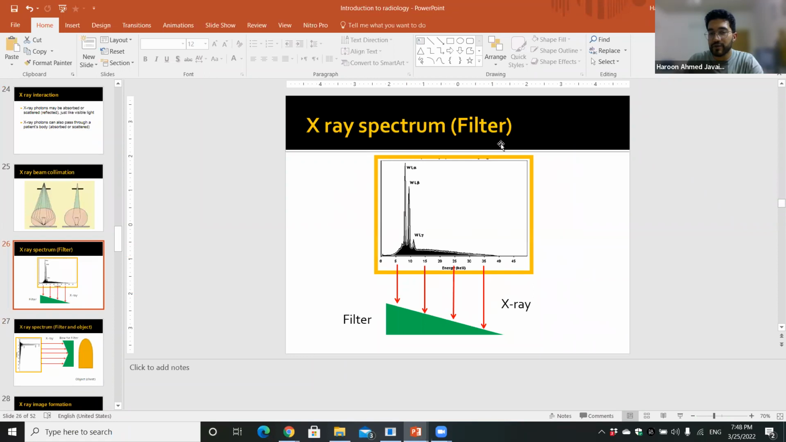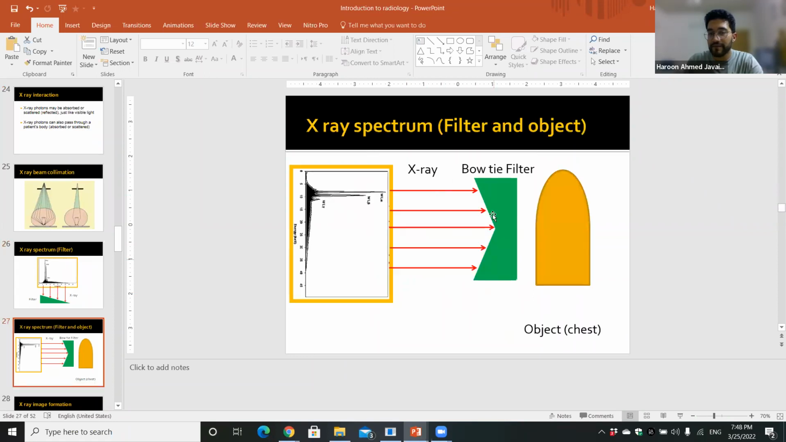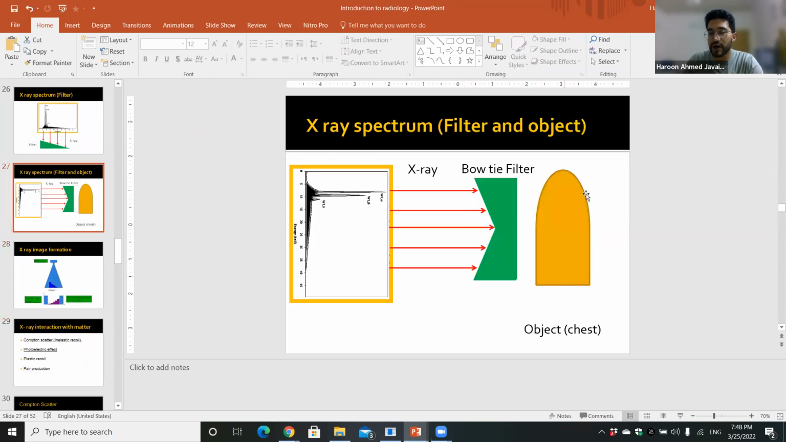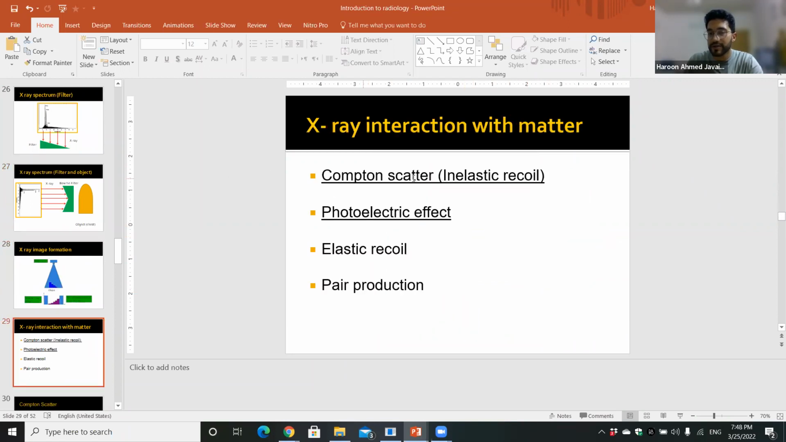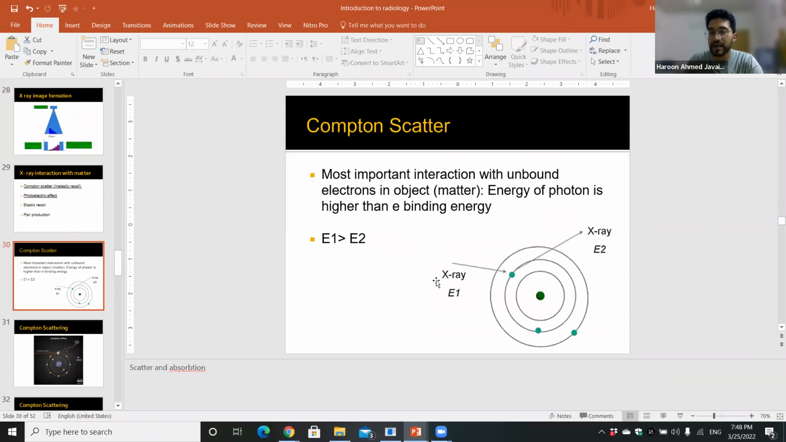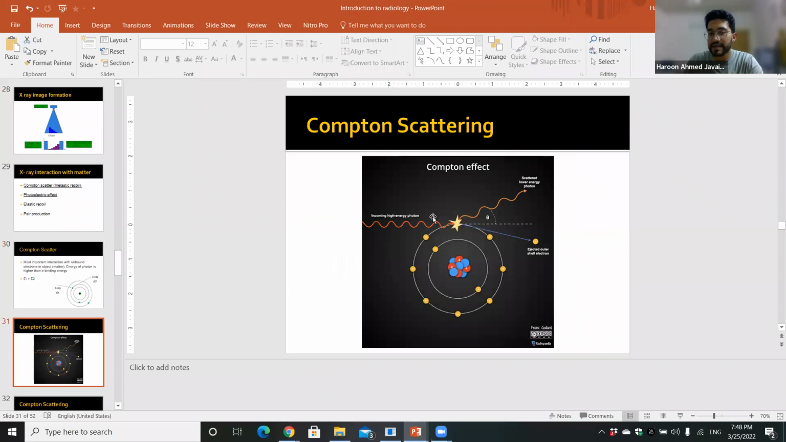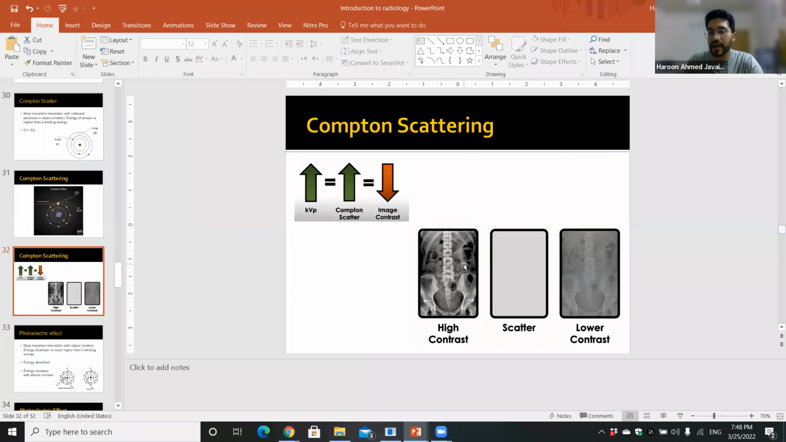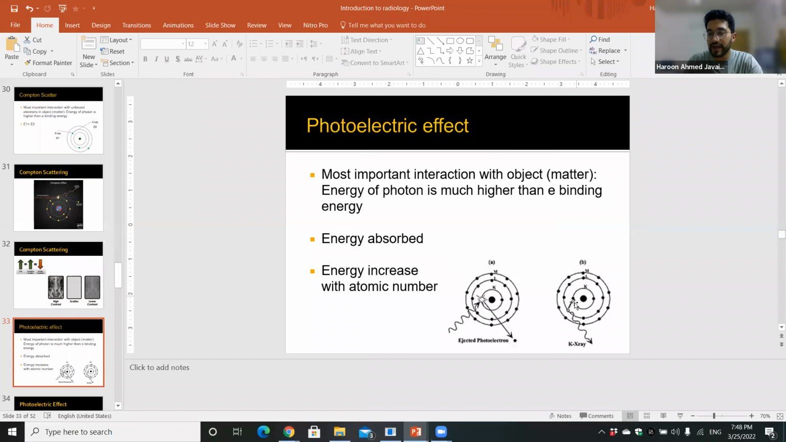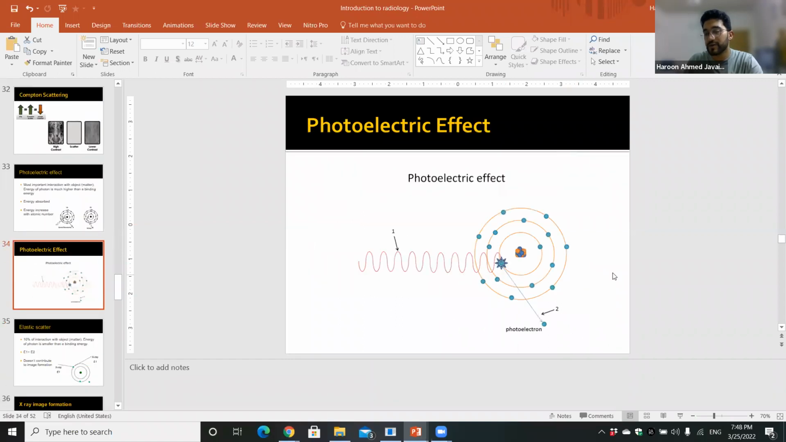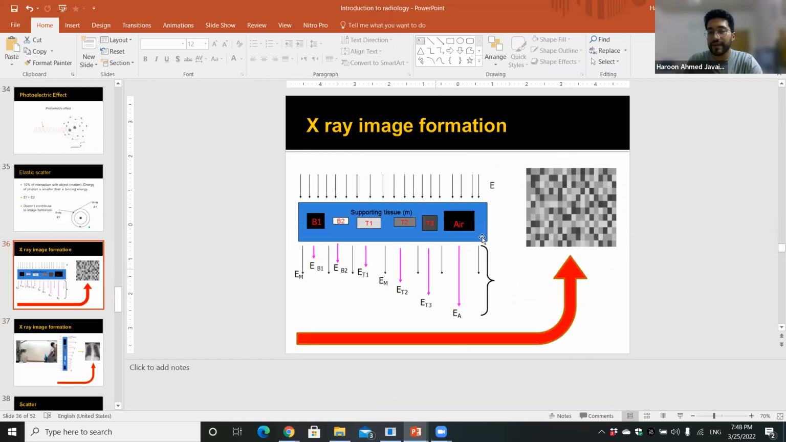How do we deal with the unwanted radiation? We will apply a filter between the source and the patient before it's released. Then once we are talking about the patient himself, some other factors can reduce image quality. These are Compton scatter, the photoelectric effect, elastic scatter, and pair production. In Compton scatter, the direction of the X-ray changes. In the photoelectric effect, it gets rid of the X-ray altogether. It just stops the X-ray or converts it to another form. And that basically affects the image quality.